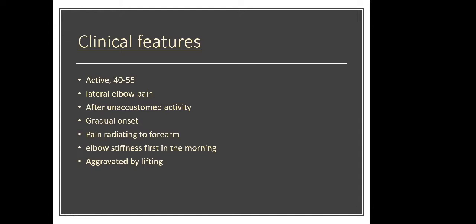Okay, and tennis elbow occurs in active individuals, usually 40 to 55 years old. They will have lateral elbow pain and it occurs after unaccustomed activity. The onset is gradual, and the pain can radiate to the forearm. They also usually have elbow stiffness first thing in the morning, and the pain is aggravated by lifting objects.